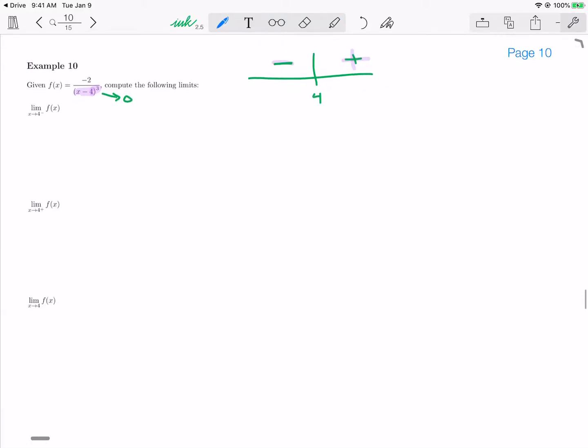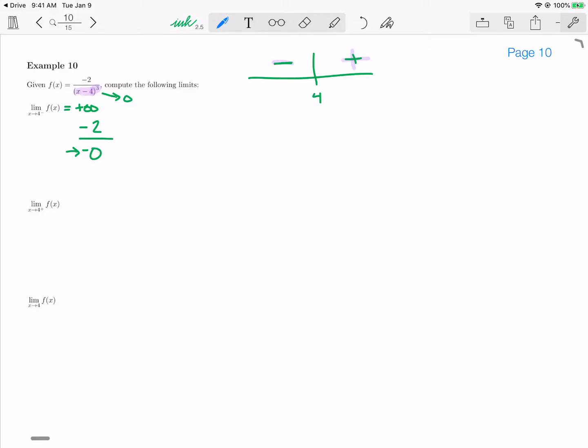So then, as I approach from the left, I've got a negative number on top, that -2, and then the bottom is going towards 0. But it's going towards a -0. So this isn't really correct notation. But what's happening is a negative over a negative is a positive, so this is going to go to positive infinity.